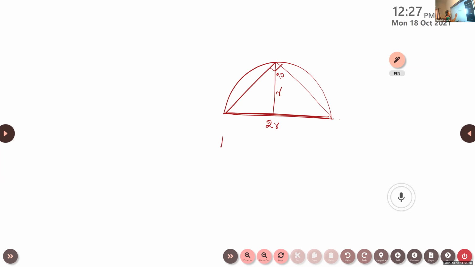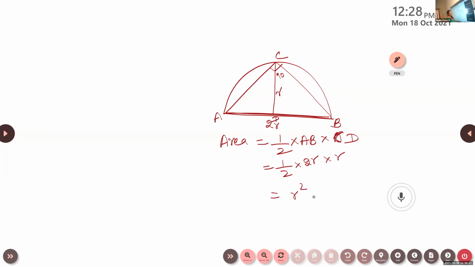Suppose I name this as A, B and C. Area is equal to half into base AB, into height, which we can take as CD. Half into 2r into r, so it will be r square, correct. This is r square units.